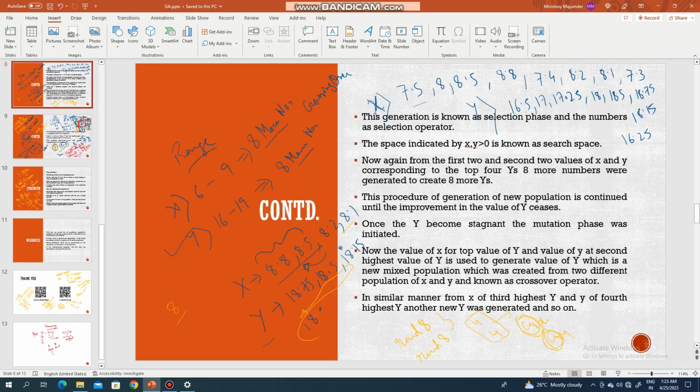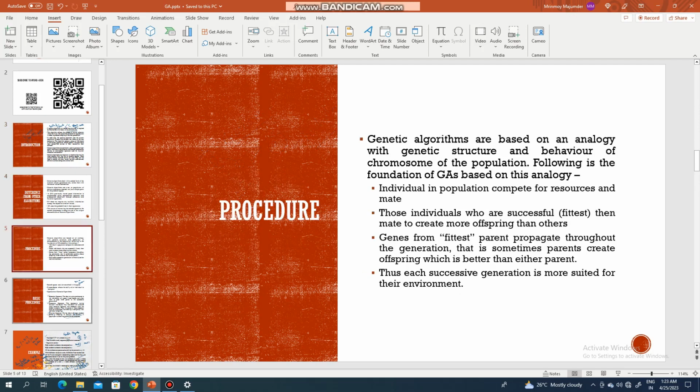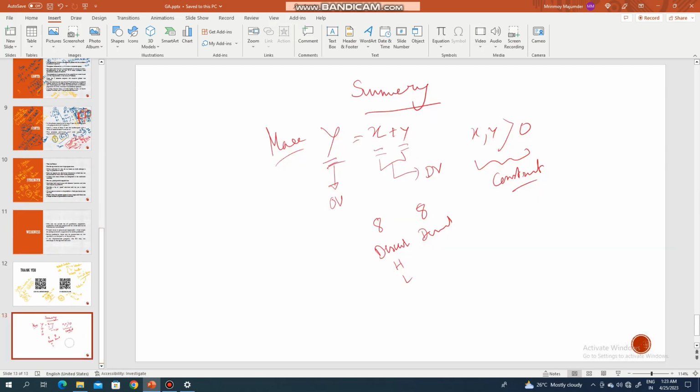The next step was to select the top 4 numbers among that population, and with the help of these top 4 numbers we can identify a range. That means top 4 of x, top 4 of y, from lowest to highest, within that top 4 numbers. Again, 8 random numbers are generated, correct? And they are arranged in descending order.